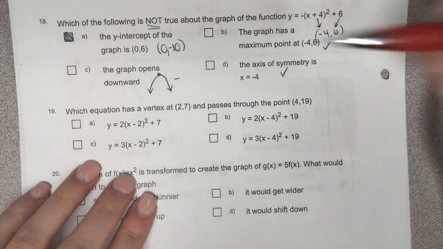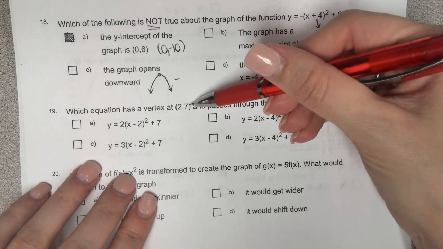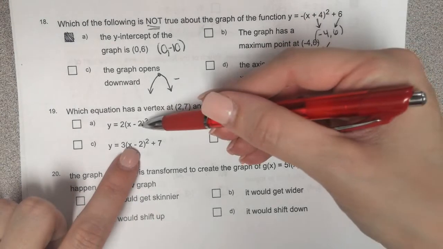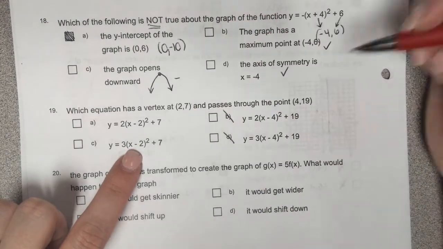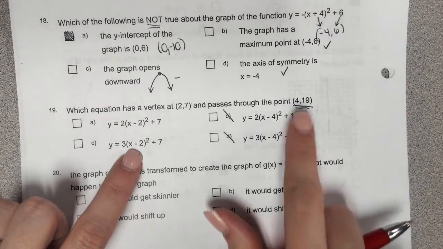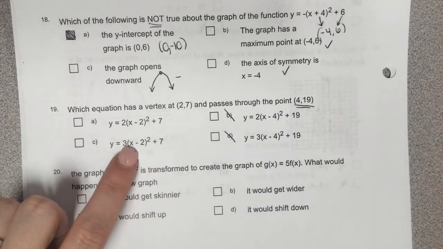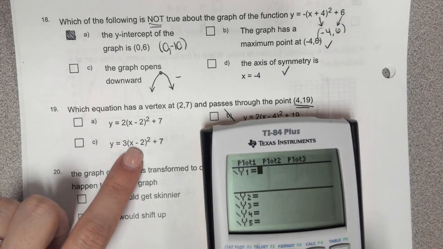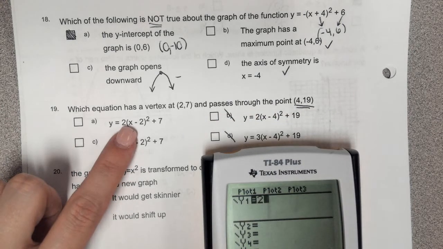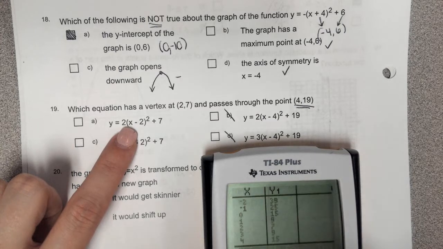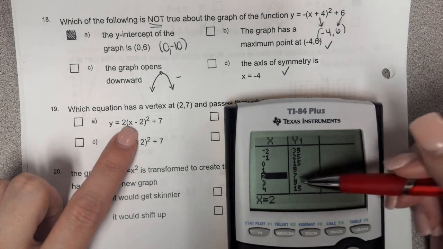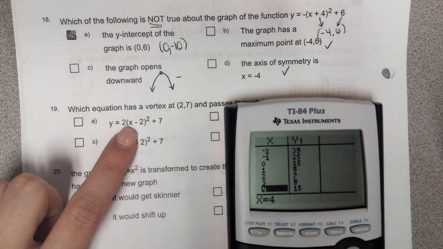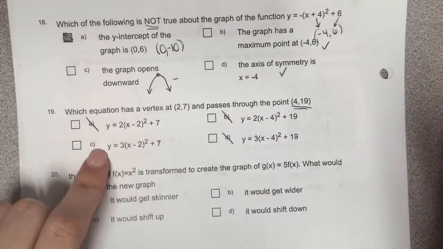Which equation has a vertex of 2, 7? Okay, so the vertex is 2, 7. This is vertex form. It's got to have the 2, 7. This has 4, 19, so it's not either of these. But it also has to go through this point. So you could either plug in the 4 and see which of those gives you 19, or we can use our calculator. So 2 parentheses x minus 2 squared plus 7. So this does have, see, in the middle of my rainbow is 2, 7, but this has 4, 15 as a point, so it's not that one.